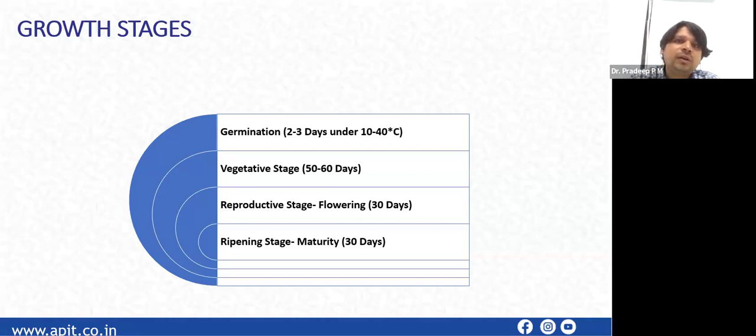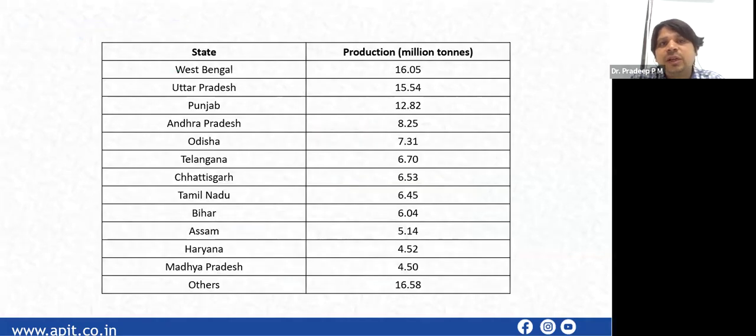Based on the farmer's requirement, the harvesting time varies, and the moisture at which the farmer goes for harvesting is around 18 to 20% moisture of the seed. So here you can see the production of different states in India.